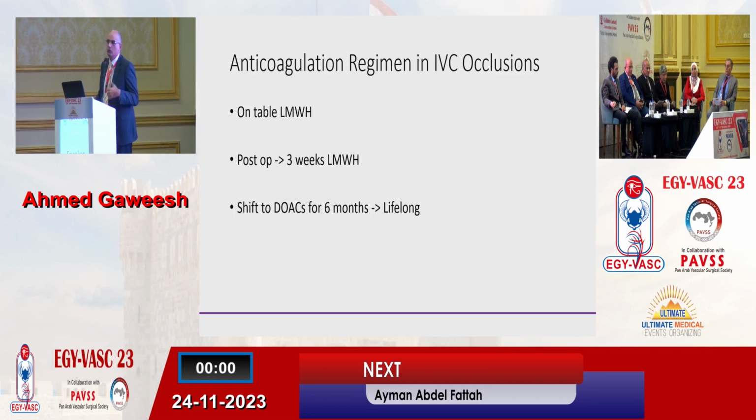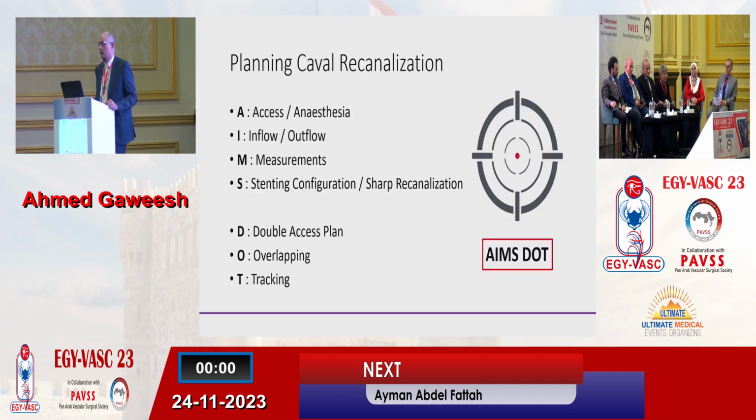Anticoagulation, we usually give low molecular weight heparin on table. We started with the patient on table. Post-operative, we keep 3 weeks low molecular weight heparin, then we shift to DOAC after that. In some cases, we may consider continuing anticoagulation lifelong. So these are the aims, our planning for success for every caval obstruction.